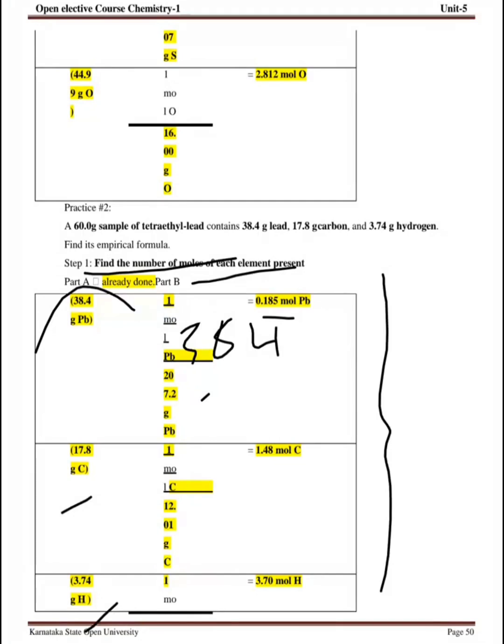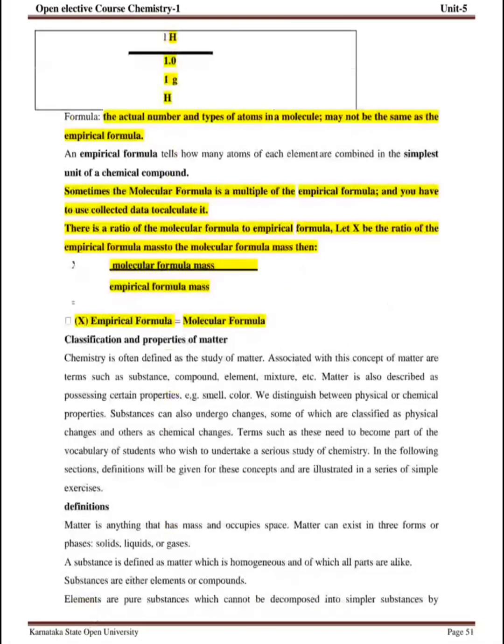And next, the empirical formula tells how many atoms of each element are combined in the simplest unit form. That is what simplest unit form means. There will be no exact numbers of how many atoms are present in that simplest unit of a chemical formula. The actual number and type of atoms in a molecule may not be the same as the empirical formula.